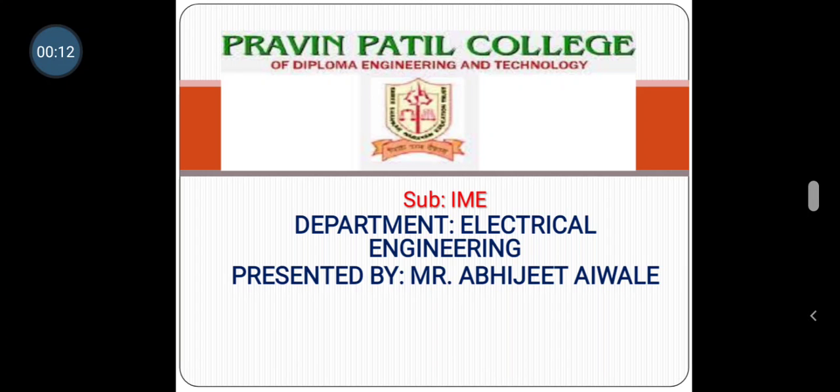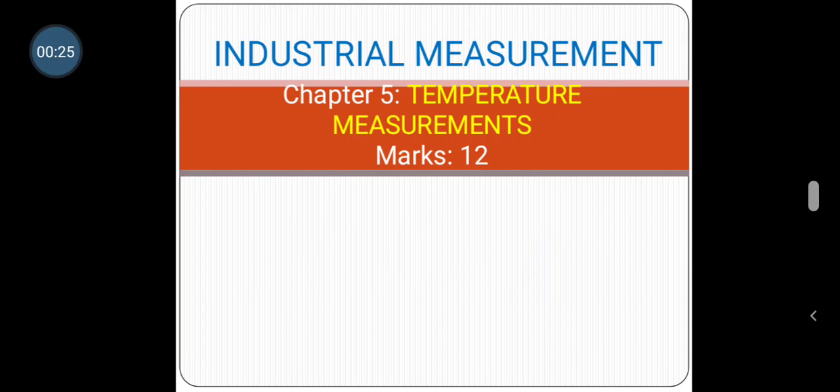Today in this video we are going to study the fifth chapter of the subject IME, Industrial Measurement. The subject code is 22420. The fifth chapter is Temperature Measurement. This chapter covers almost 12 marks.